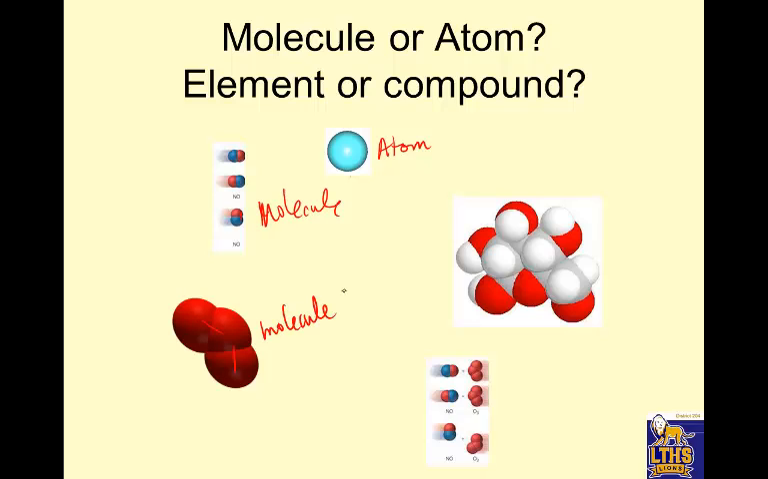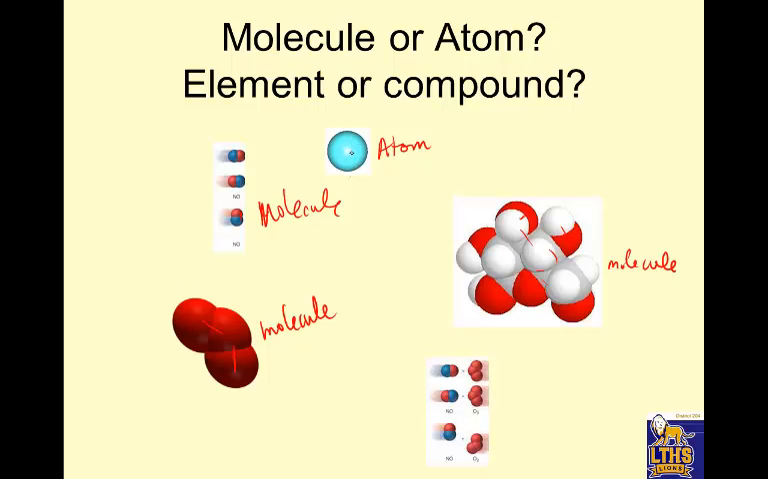More than one atom bonded together is a molecule. There are three kinds of atoms, but this whole thing is bonded together, so it's a molecule. Over here we have molecule and molecule, so two kinds of molecules here. Now that's a different question than element or compound.